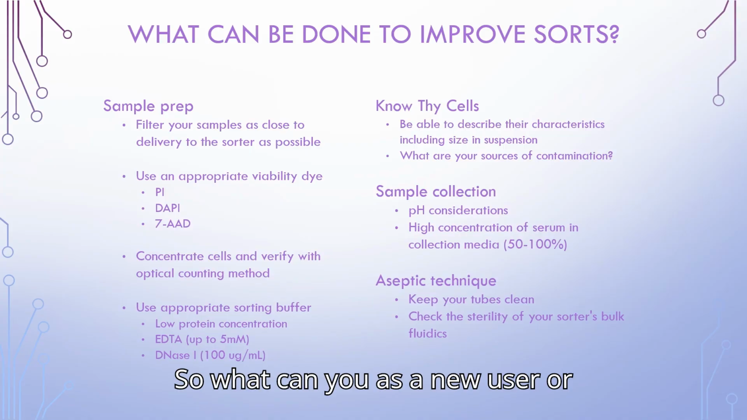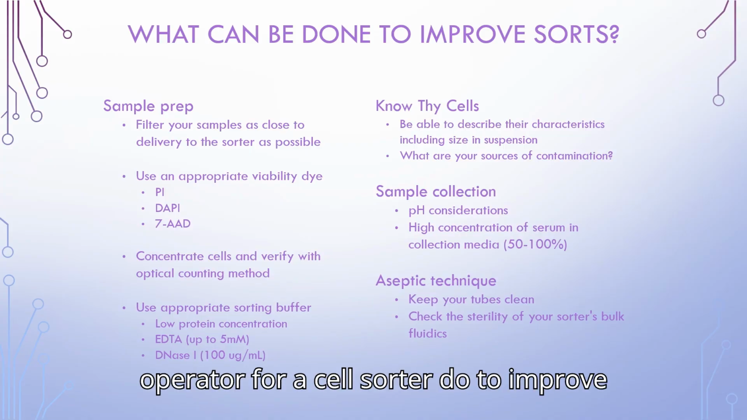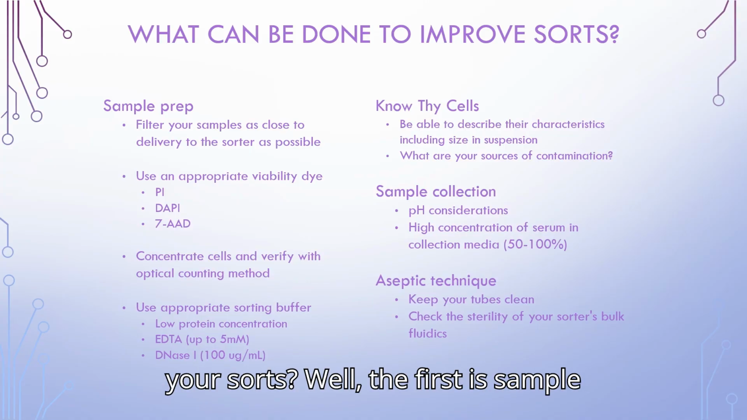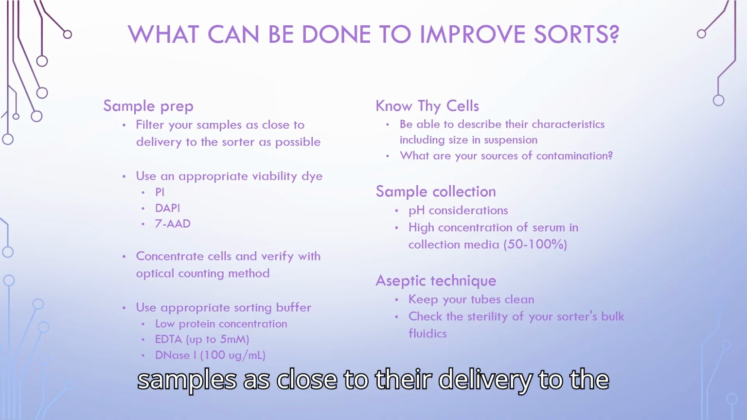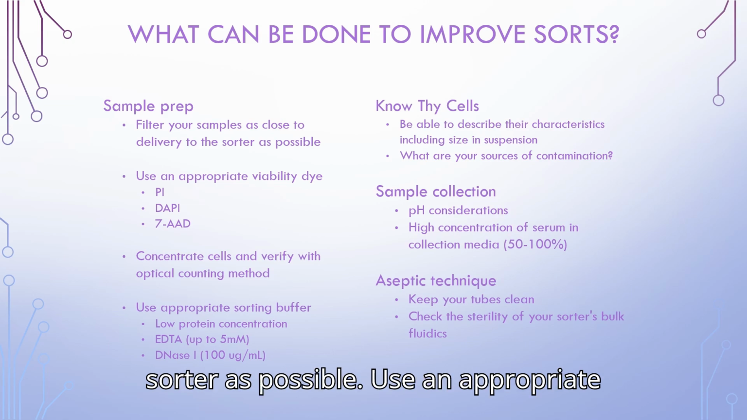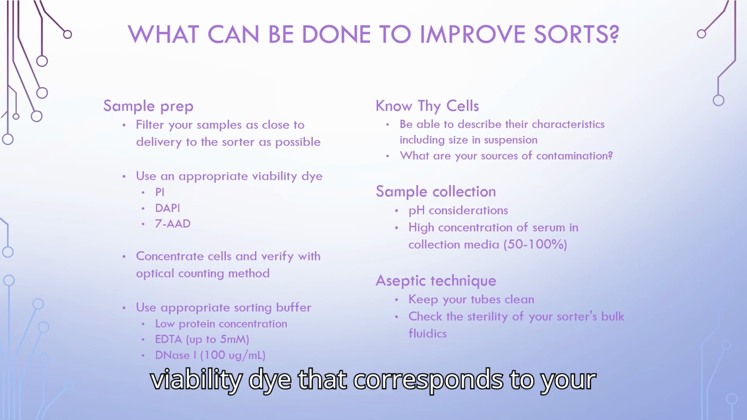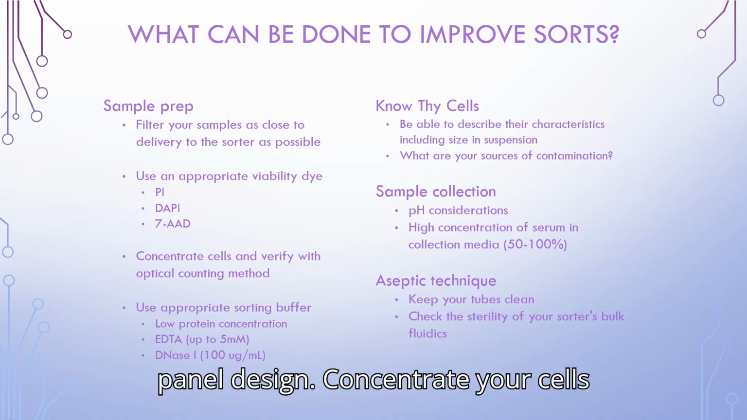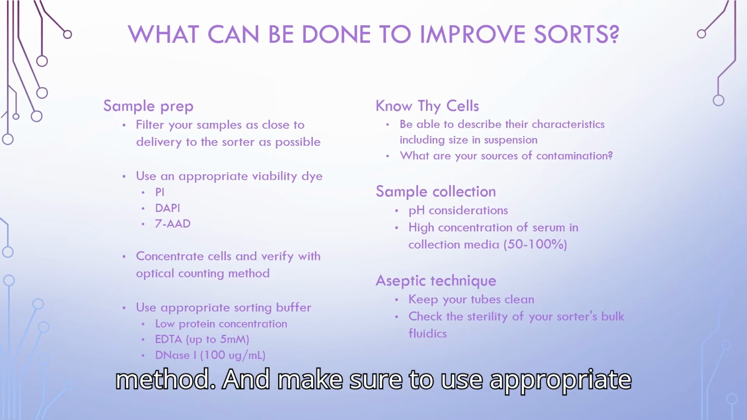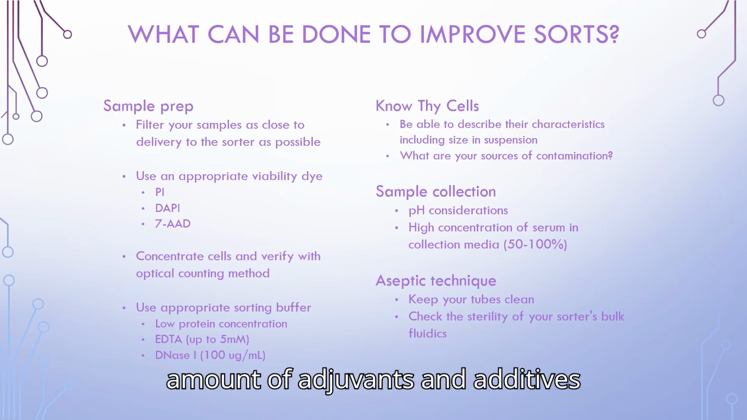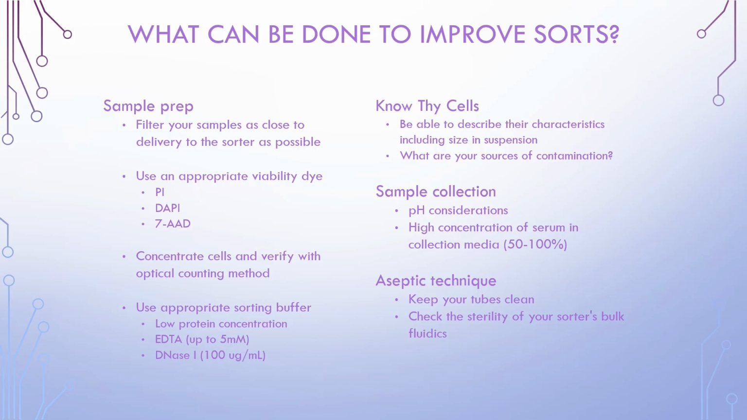So what can you as a new user or operator for a cell sorter do to improve your sorts? Well, the first is sample prep. Make sure that you filter your samples as close to their delivery to the sorter as possible. Use an appropriate viability dye that corresponds to your panel design. Concentrate your cells appropriately and verify that concentration with an optical counting method. And make sure to use appropriate sorting buffers that have the right amount of adjuvants and additives to maintain cell viability.